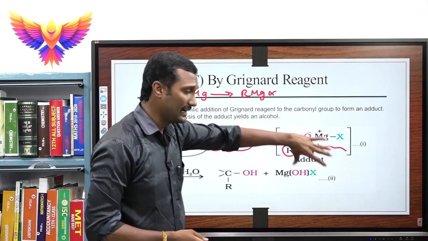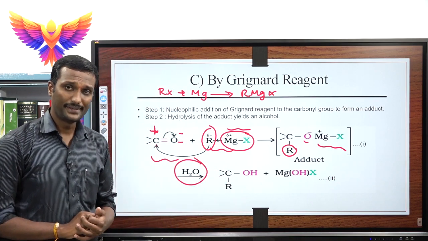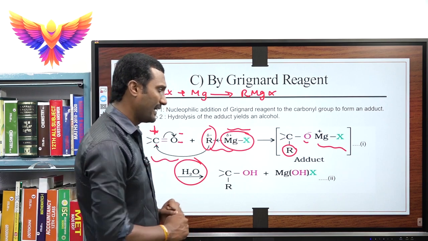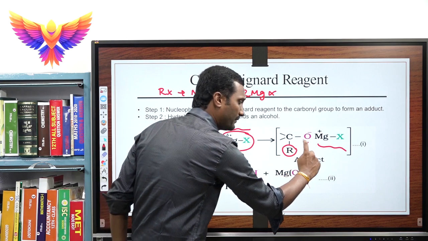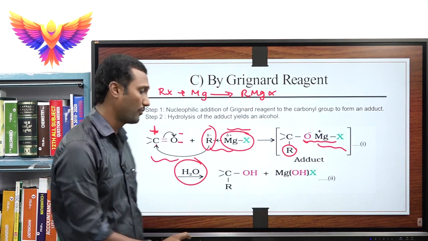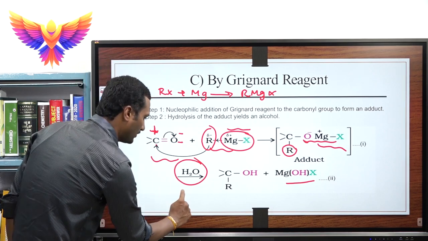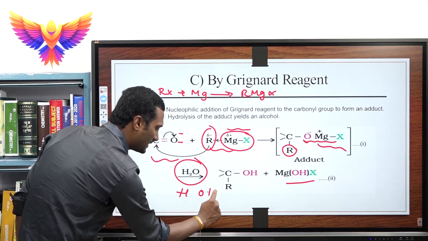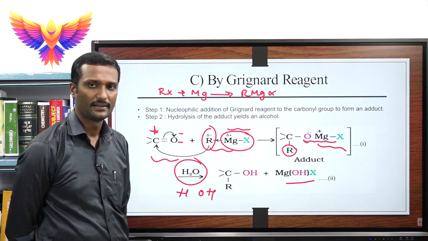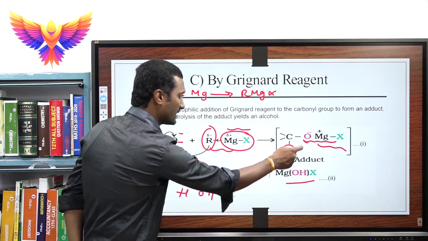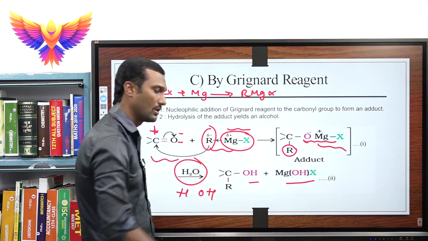Now when this adduct is hydrolyzed with water, the bond breaks between the oxygen and magnesium halide to form magnesium hydroxide halide. Because when water splits, we get H and OH. So the magnesium halide combines with OH to form magnesium hydroxide halide, and the remaining H will react with oxygen to form an alcohol.